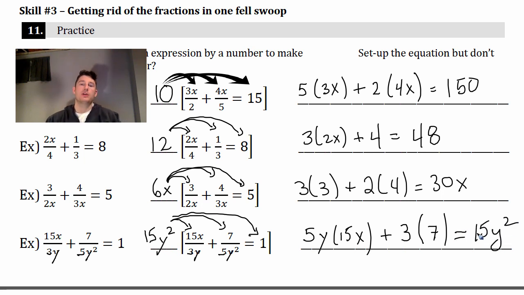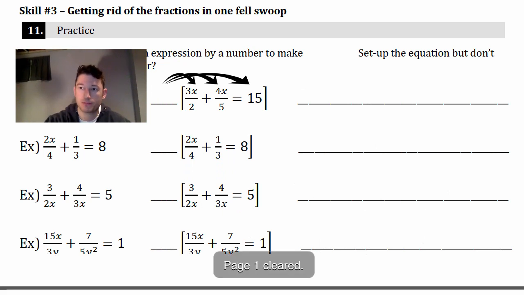And you're done. So here the practice was just figuring out what number you can multiply the entire thing by to get rid of all the denominators. All right, so you got all your answers there. You can always go back, check your work. Let's go down and do some actual practice.